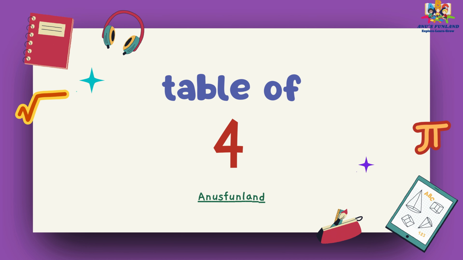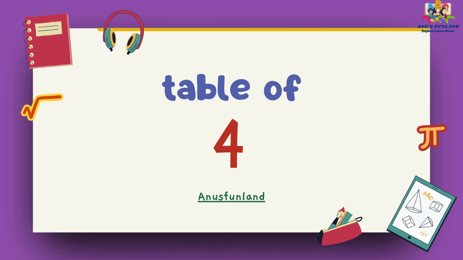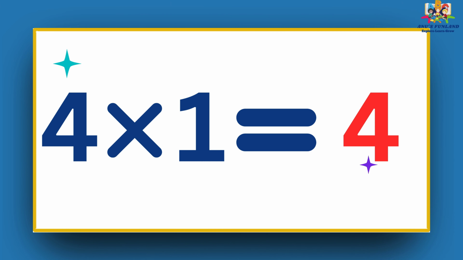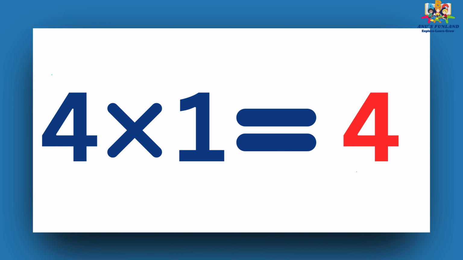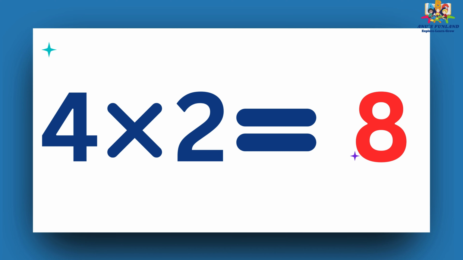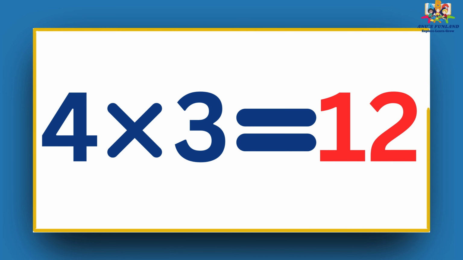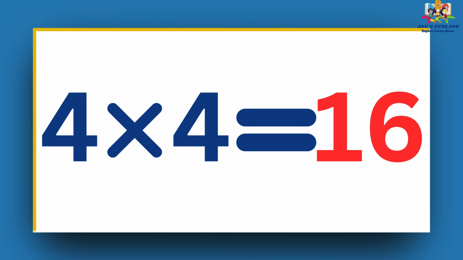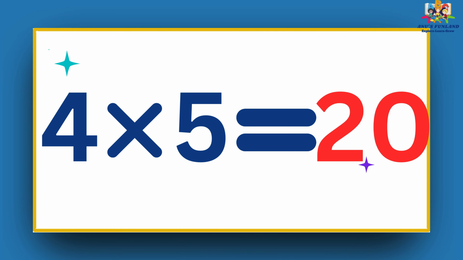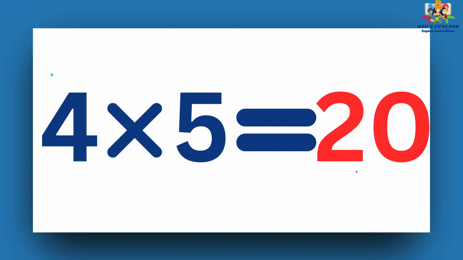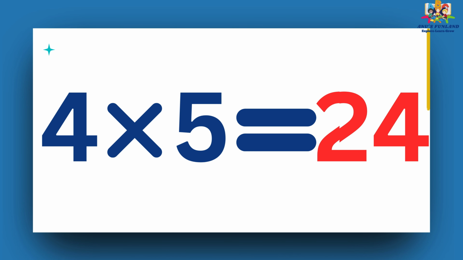Now we will learn table of 4. 4 ones are 4. 4 twos are 8. 4 threes are 12. 4 fours are 16. 4 fives are 20. 4 sixes are 24.